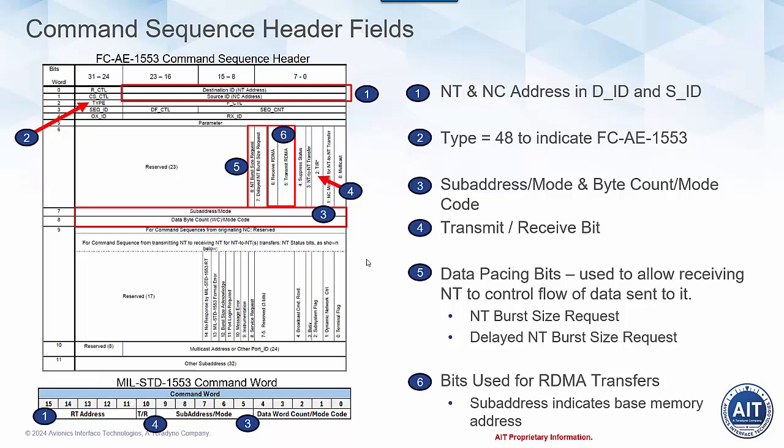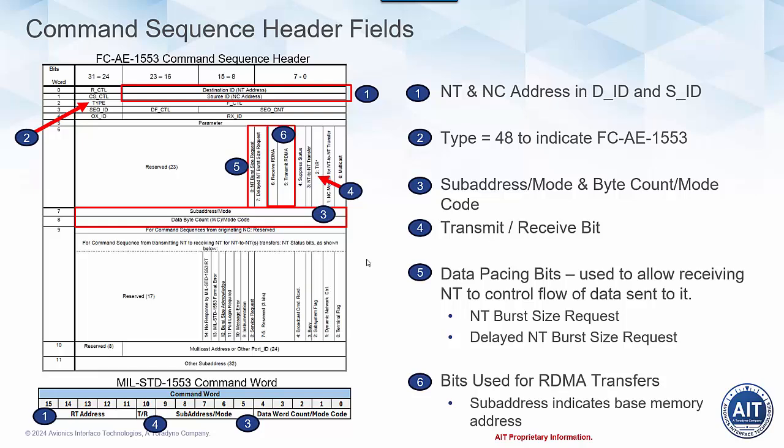Then also, because we can move such large amounts of data, bits 5 and 6 of word 6 are also used to indicate DMA transfers or RDMA transfers. As an example, if bit 6 is set indicating receive DMA, and the TR bit indicates receive to the network terminal, that's indicating that we want the receiving network terminal to receive a DMA transfer.